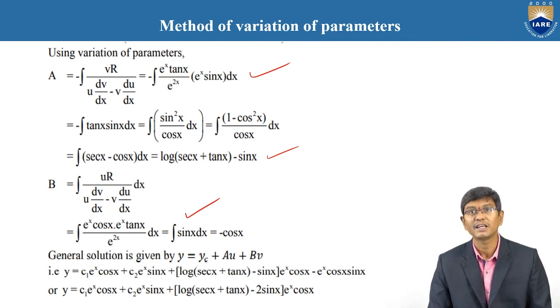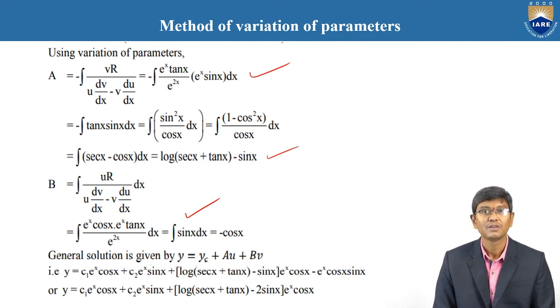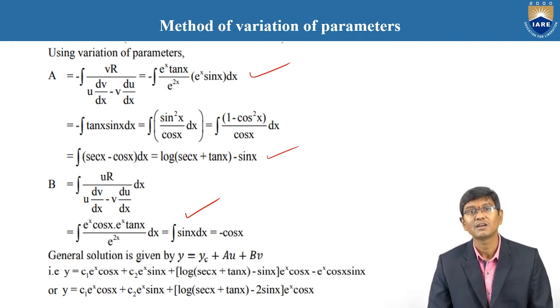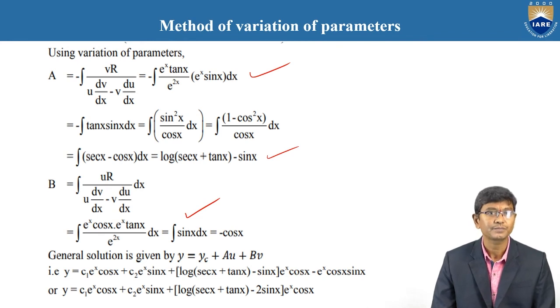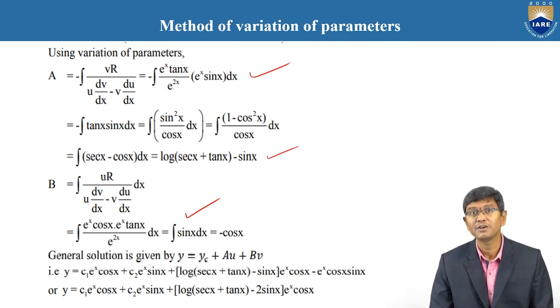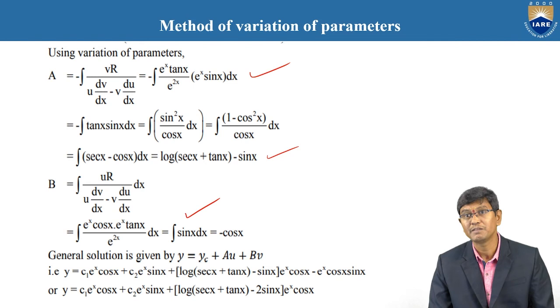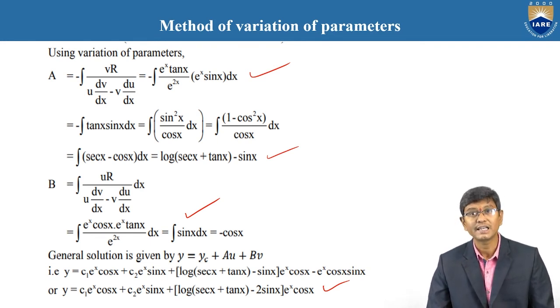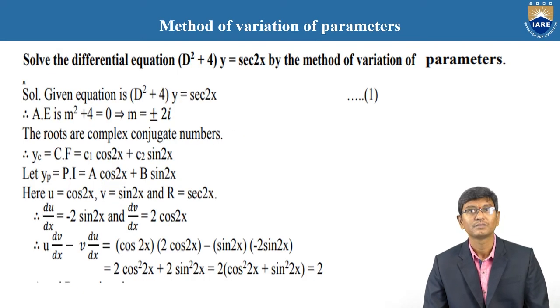Therefore, by using the A value and B value, the general solution is y is equal to the complementary function plus the particular integral, that is c1 u plus c2 v plus A u plus B v. Therefore, the complete general solution is c1 into e power x into cos x plus c2 into e power x into sin x plus (log modulus of secant x plus tan x minus 2 into sin x) whole into e power x into cos x.